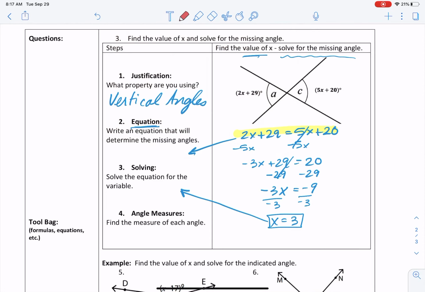So 2x plus 29 equals 2 times 3 plus 29 equals 6 plus 29, which is 35. And the other angle, it should be the same, but we want to verify that with our math. 5x plus 20 equals 5 times 3 plus 20 equals 15 plus 20 equals 35. So because those two are the same, that's when I know that I've done my work correctly.